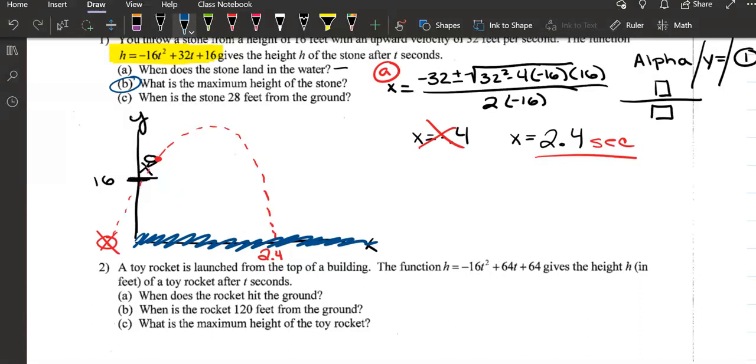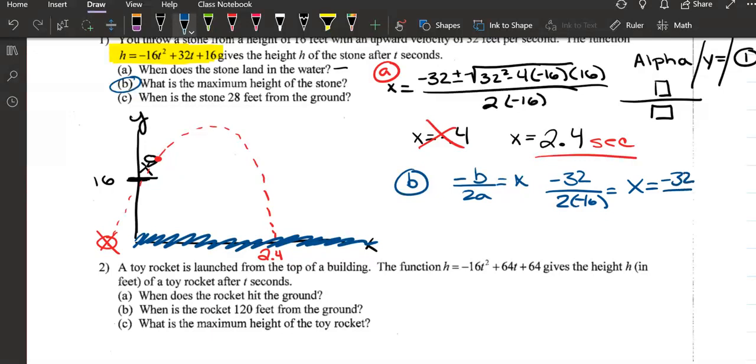What's the maximum height of the stone? Marcy, step 1, the maximum height? You said it already. Negative b divided by 2a. Perfect. So we do negative b over 2a, and that is going to get you your AOS. So in our case, we have negative 32 over 2 times negative 16, which will give me x equals negative 32 over negative 32, which is what?